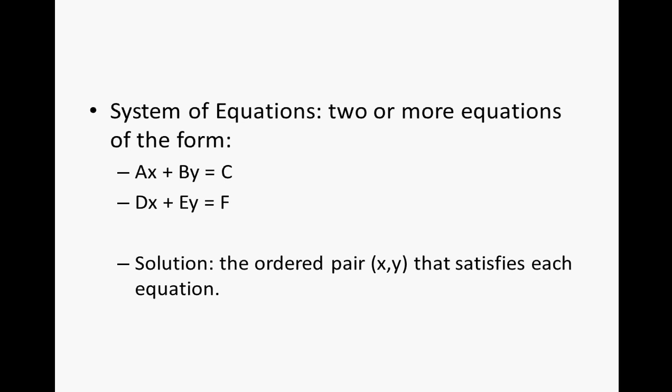We've been working with these for the past chapter, and they can be written in standard form. They can also be written in slope-intercept form as well. So one of those two forms. And what we're going to be looking for is the solution to the system of equations. The solution is the ordered pair x comma y that satisfies each equation.